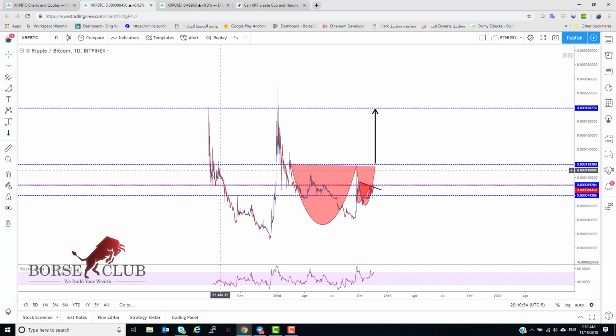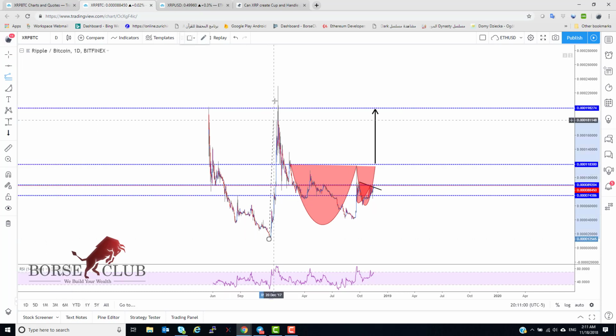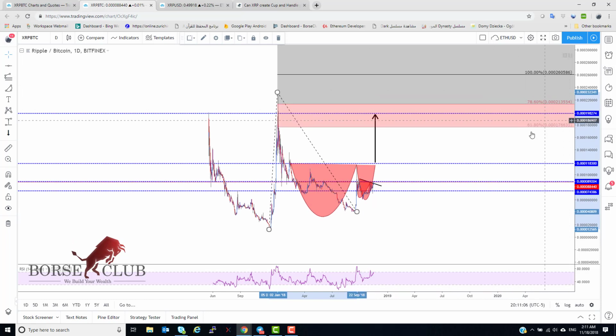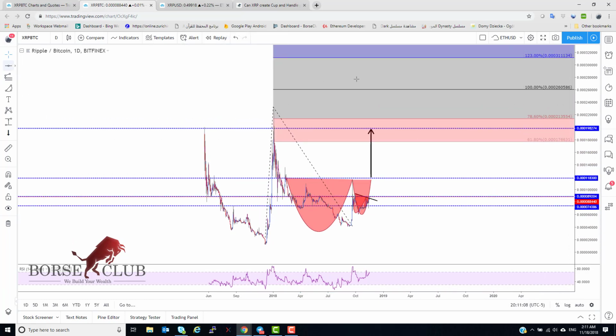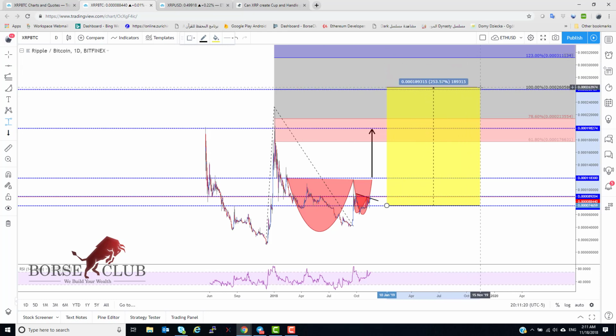So the target must be somewhere between at least 100% extension. So this is the last target for Rebel. I think this one will be hit somehow at the beginning of 2019. So you can see, we are talking about 250%.